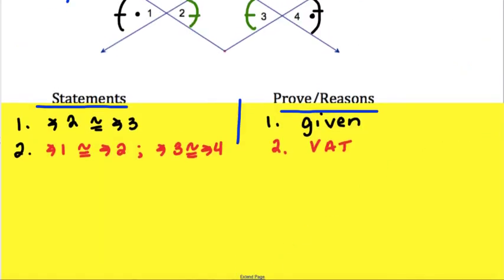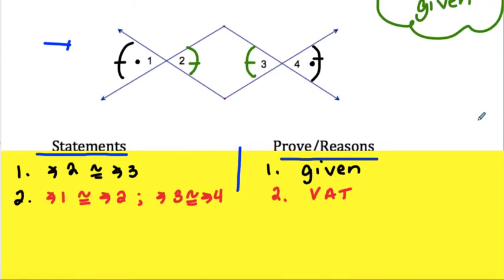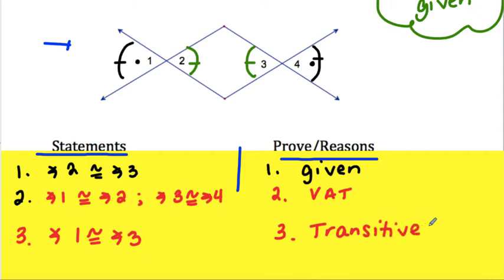All right, but now I've got to connect, because I'm trying to prove that 1 equals 4. Well, I can see that if 2 equals 3 and 1 equals 2, then 1 equals 3. So angle 1 is congruent to angle 3, and that's the transitive property. Remember, we're plugging one thing in for another. It's almost like substitution twice. All right, well, if 1 equals 3 and we know that 3 equals 4, then angle 1 is congruent to angle 4 by substitution.